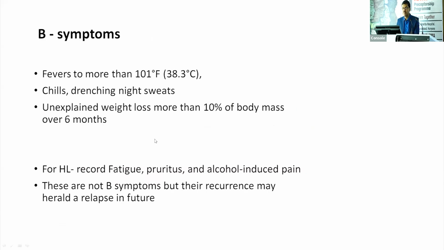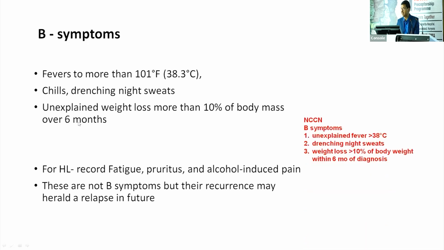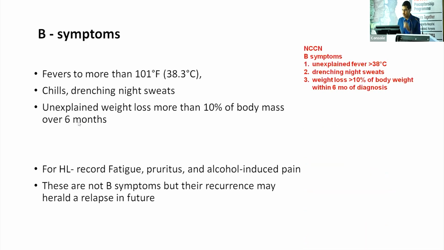So coming to B symptom aspects, B symptoms are very much clear. There is no controversy except one, that fever is taken by Lugano as 101 degrees Fahrenheit or 38.3 degrees Celsius, drenching night sweats, chills, and weight loss more than 10% over 6 months. Some of you have doubt, most of us read NCCN where the cutoff temperature is 38 degrees Celsius.